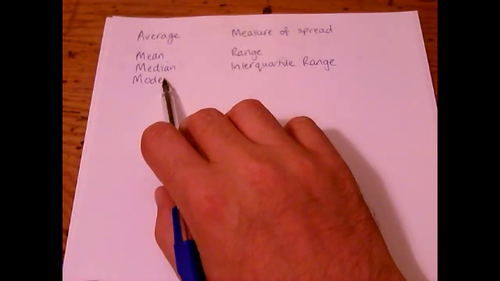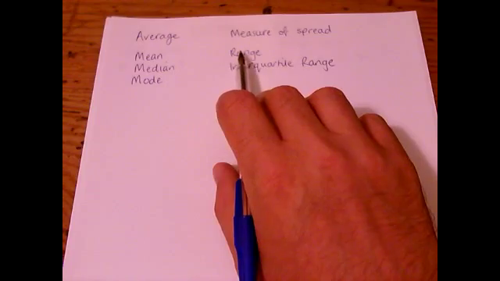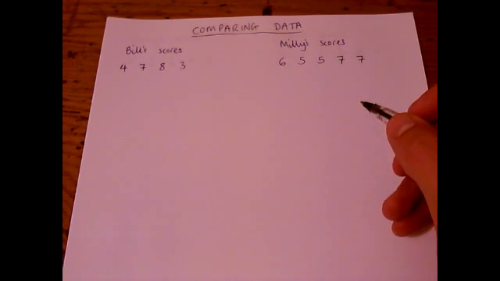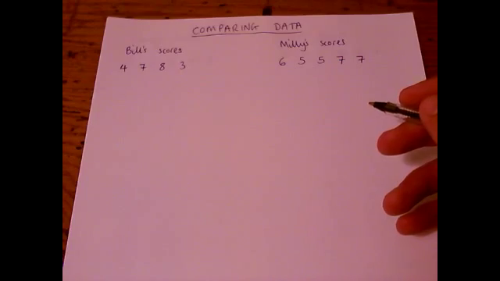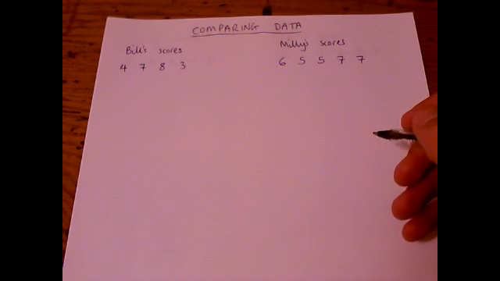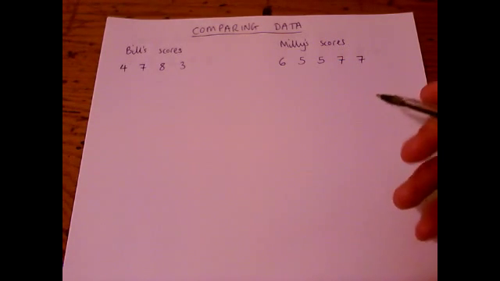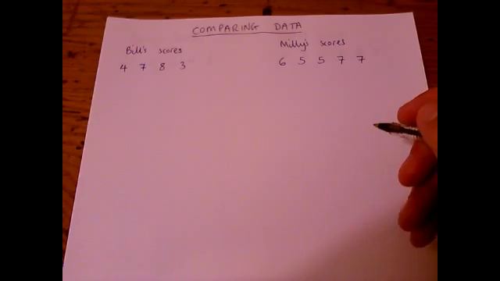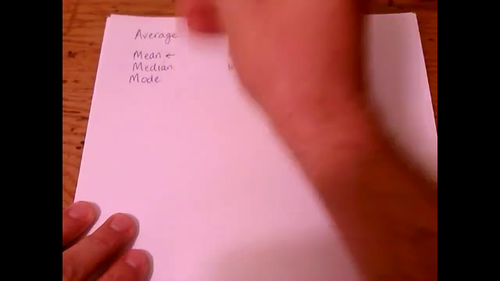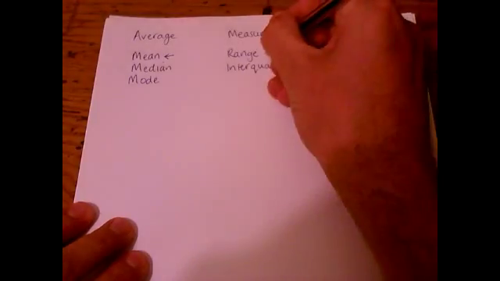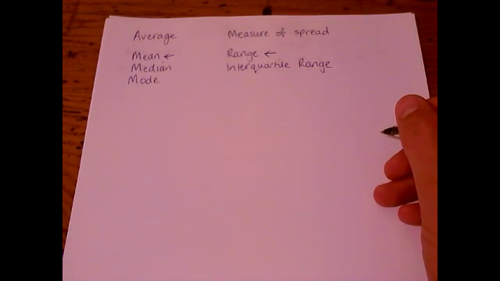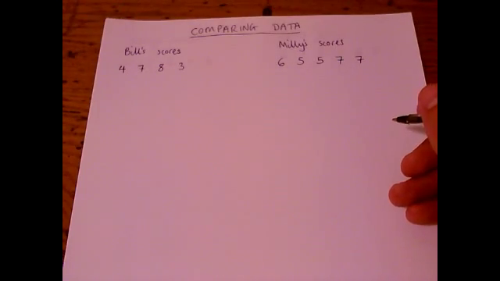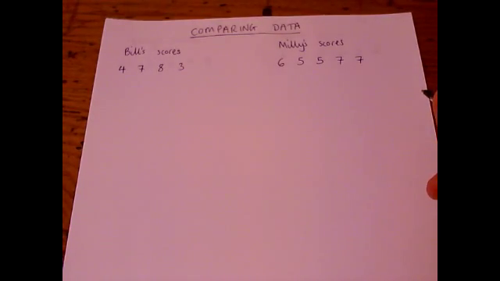As I said, you will need one of these averages for each list, and you will need to work out for foundation tier the range for each list. And the idea here is to be able to write a couple of sentences to explain who has done best in terms of who's got the best scores overall on average, and who has got the highest range, which tells you how varied their scores were. So it's very normal to use the mean to compare two sets of data like this, and the range. So what I'm going to do is go ahead and work out the mean and the range for Bill's scores and the mean and the range for Millie's scores.